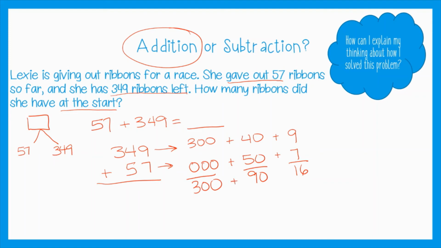Now, when I add these up, I know that the 10 from 16, I can add that 10 to my tens. And 90 plus 10 is going to give me 100. So I'm going to add that 100 to my 300. So I'm going to have 400 plus no tens because I regrouped them and made them 100, and the 6 ones that I have left over from 16. So 406. And it was 406 ribbons.